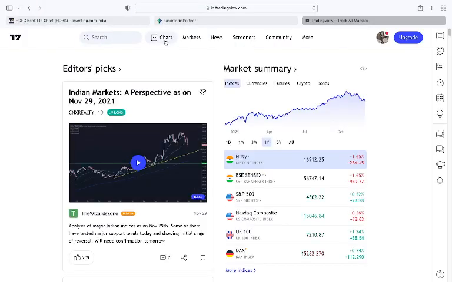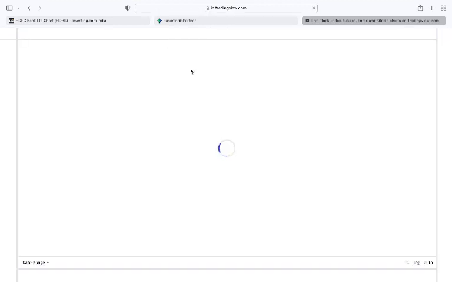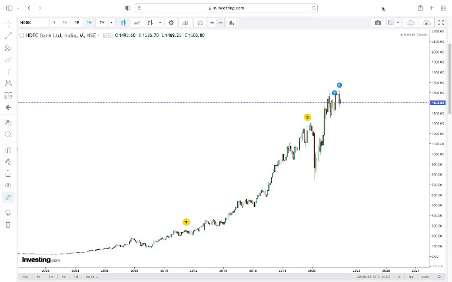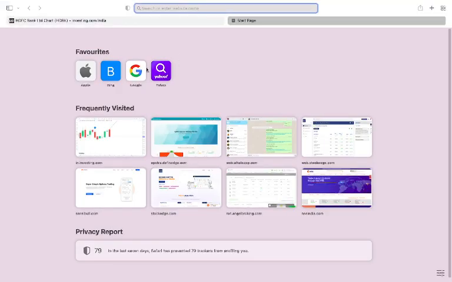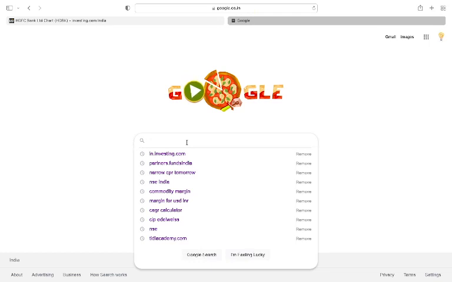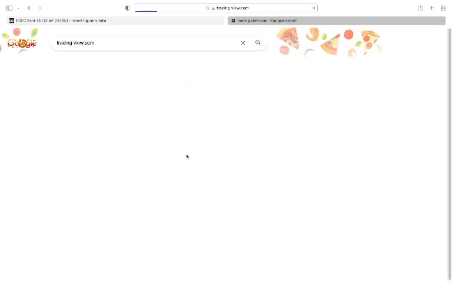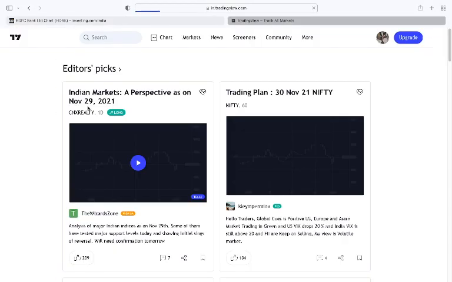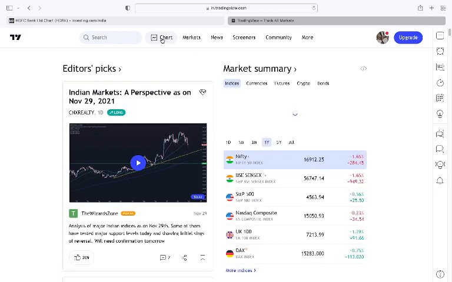This is one more website that we use for intraday trading. So I'll click on the chart in TradingView. Once again I'll show you. Go to the Google search engine. Don't use any search engine other than Google. Go to tradingview.com. This is in.tradingview.com. This is the correct website. So now click on this chart, everyone.